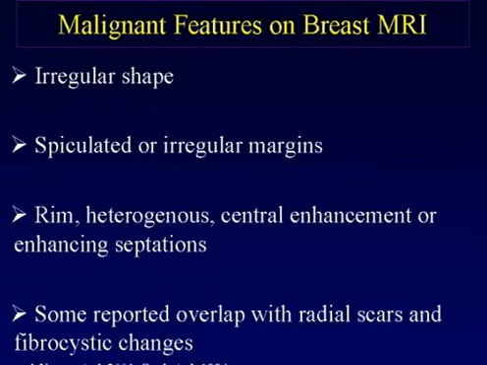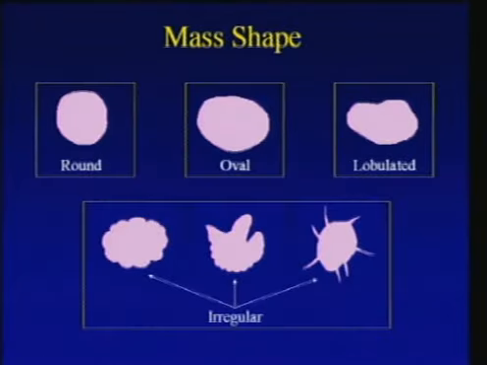It can either be rim, heterogeneous, central, or it can have enhancing septations, all descriptive terms of pattern of enhancement, which is suspicious. And unfortunately, there is going to be some overlap of these malignant features, and they will be seen in benign entities such as radial scar and fibrocystic changes. So we're going to first describe mass shape.